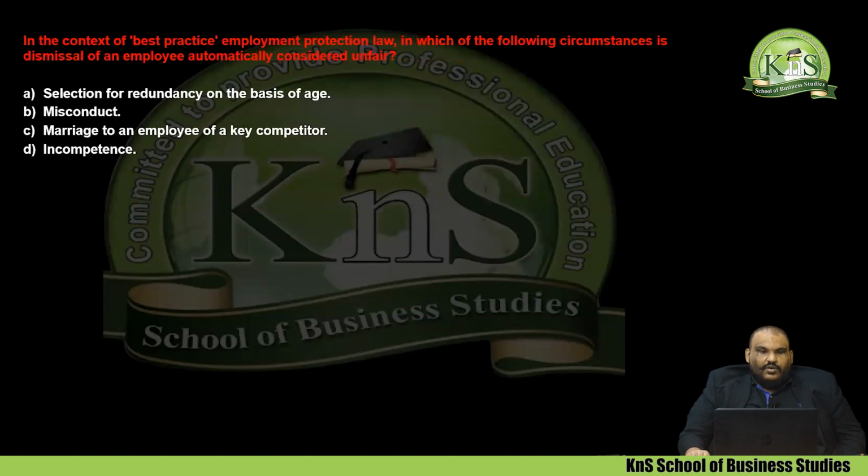In the context of best practice, employment protection law. All right. Employment protection means something to do with social, maybe, right? In which of the following circumstances is a dismissal of an employee automatically considered unfair? Okay. Unfair dismissal, the concept of unfair dismissal, right? Keep recalling it. Selection for redundancy on basis of age means retirement. Like when a person reaches the age of retirement. So yeah, I think it's a fair reason. Like if a person is old enough, he's not able to do justice to his job anymore. So maybe it's time to let him go. So yeah, I think this can be a fair reason to let someone go.